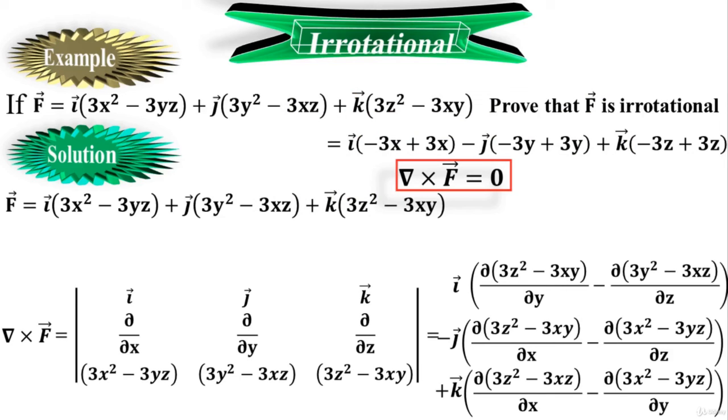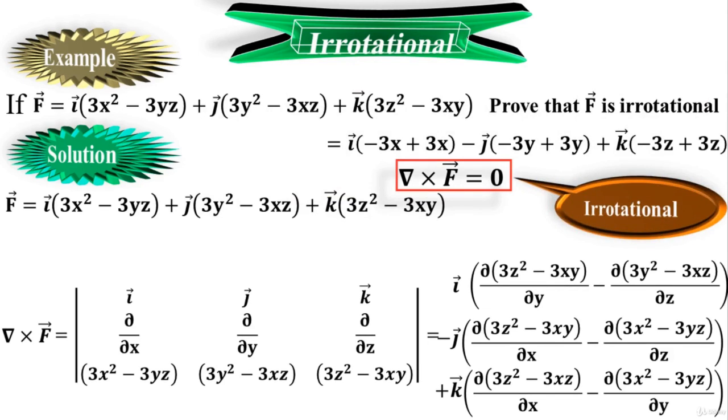So I can say that vector f is irrotational vector. Remember, f will be irrotational only if the curl equals 0. Therefore, vector f is irrotational vector.